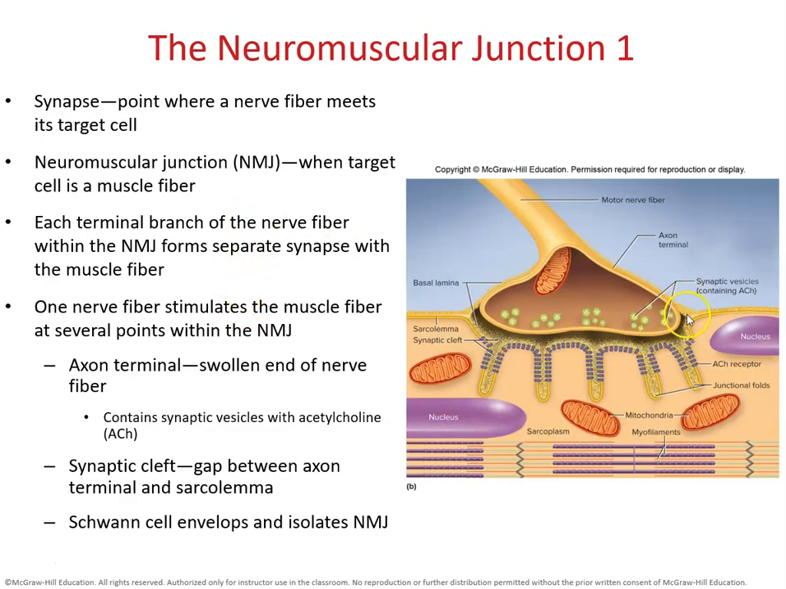Okay, so we have this space here, and this is the synaptic cleft, the space between the axon of the nerve fiber and the acetylcholine receptors of the muscle fiber. Acetylcholine is a molecule that's really important here. We're going to be moving acetylcholine from the nerve into the muscle through this synaptic cleft. And Schwann cells wrap around this complex as the muscle is being activated by the nerve.